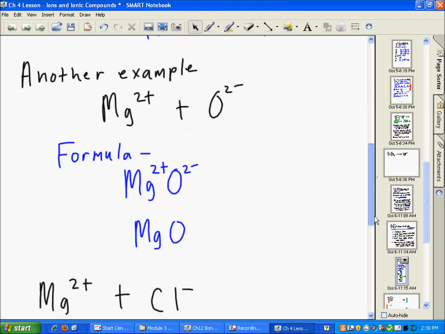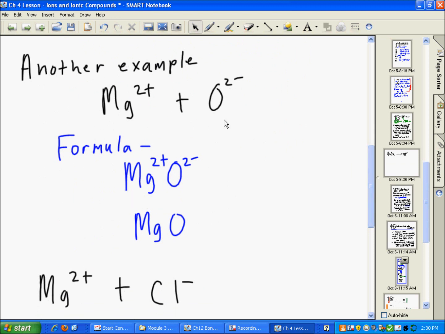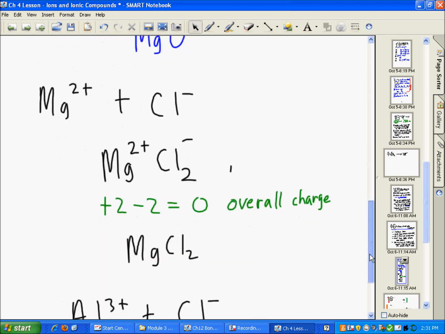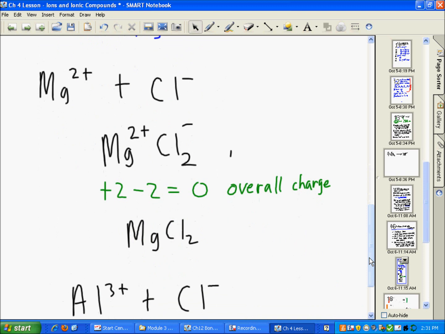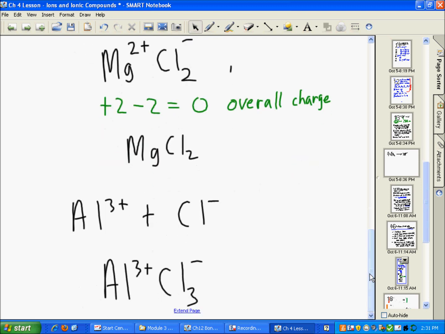So another example, Mg2+ and O2-. What you need is 1 Mg2+ and 1 O2-, and the 2 plus and the 2 negative charges will cancel out. And then you could write the formula as MgO. For Mg2+ and Cl-, you actually need 2 Cl- to cancel out the 2 positive charge in the Mg2+. And you write that with a 2 bottom right. And if you add up your charges, 2 plus, 2 minus gives you 0 overall charge. And you can write that as MgCl2.